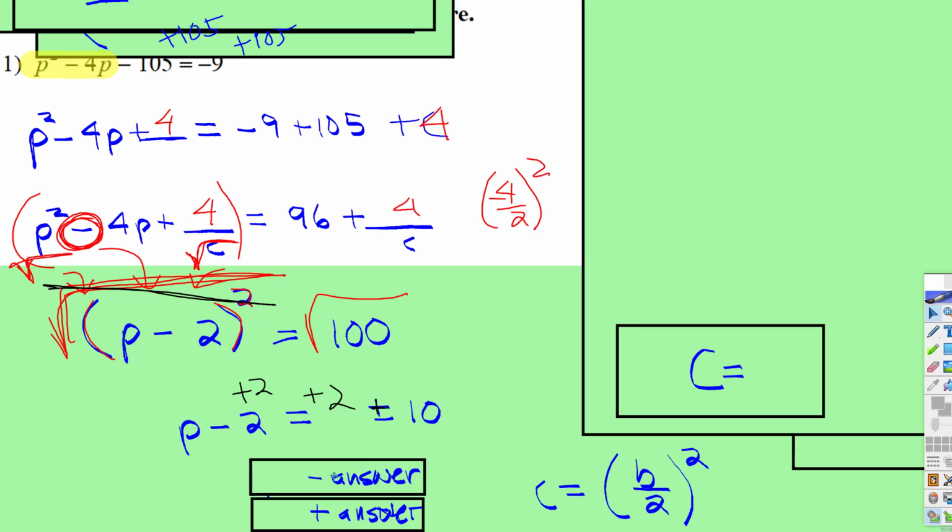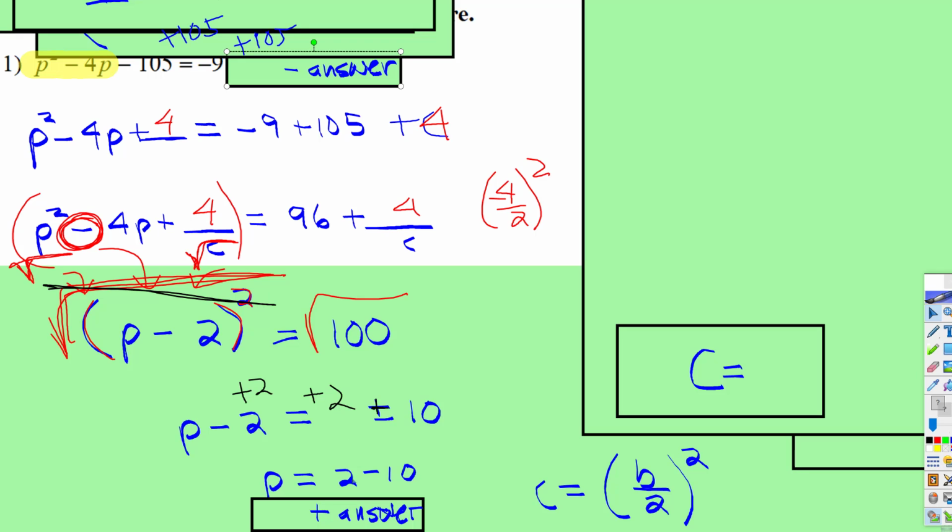Depending on the situation, if that p was big enough and we were subtracting it, sometimes we'd get 2 negatives, or sometimes we'll get 2 positives. One will be smaller than the other. So we have 2 subtract 10 from right here, which is negative 8. And then we're going to have 2 plus 10 from right there, which is positive 12.